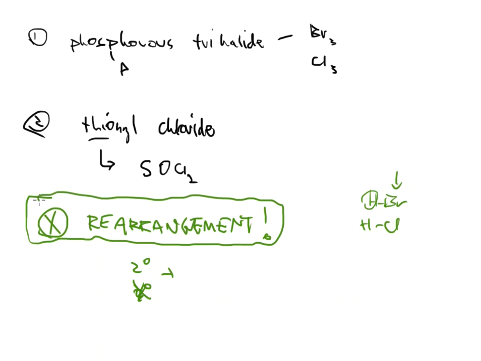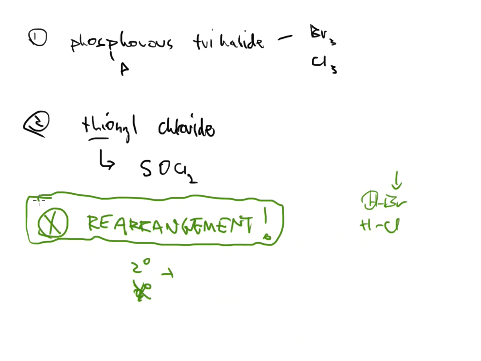So that's the good thing about these. Option 1 and Option 2, phosphorus trihalides and thionyl chlorides, do not allow rearrangement to take place. Bottom line. HBr and HCl do. If they're a secondary carbon, they're going to get a rearrangement if possible. So now you know why there's more to the story.